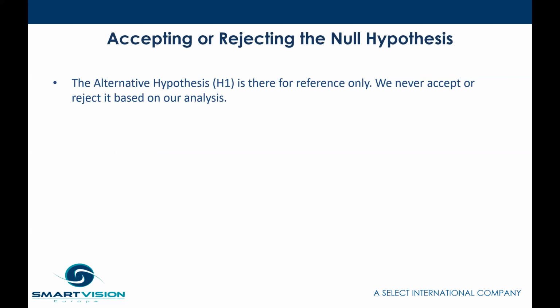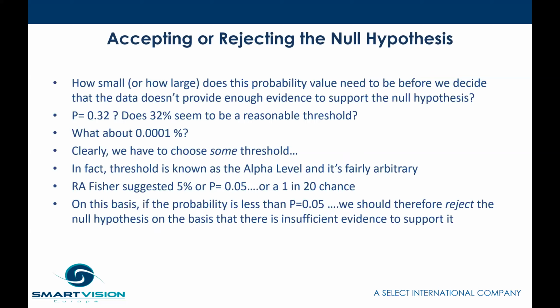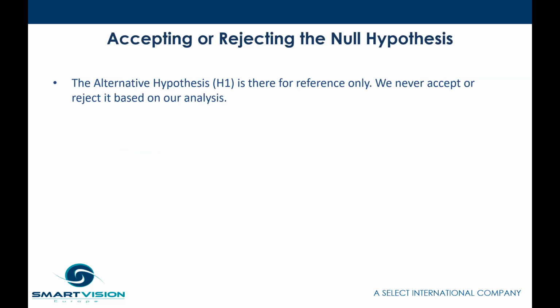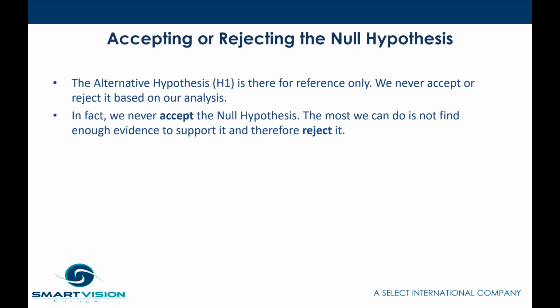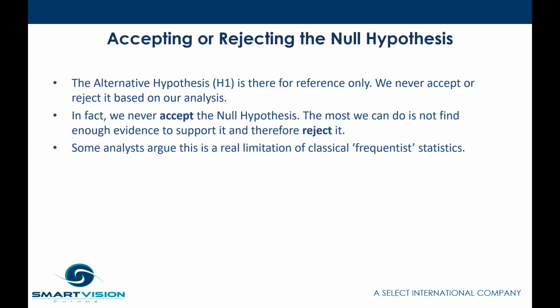So the alternative hypothesis actually is there for reference only. We never accept or reject it based on our analysis. So if the p-value is greater than 0.05, we don't accept the alternative hypothesis. We don't say, all right, well, we can't reject the null, so therefore we must accept the alternative. It's only there for reference. We don't say anything about it. In fact, we never even accept the null hypothesis. The most we can do is find enough evidence to reject it.